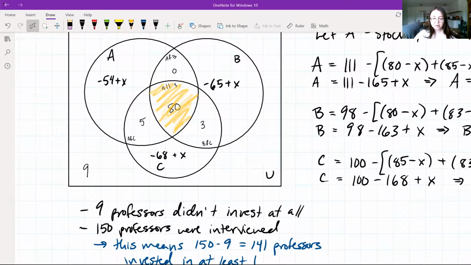Moving on to our larger sets here. We have set A, which is negative 54 plus x, which is 80 in this case. So negative 54 plus 80 is going to end up being 26. Then we want to take negative 65 plus 80. It's going to be 15. Then we're going to take negative 68 plus 80. That's just going to give us 12.